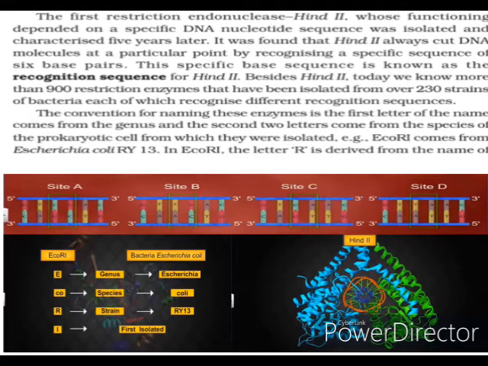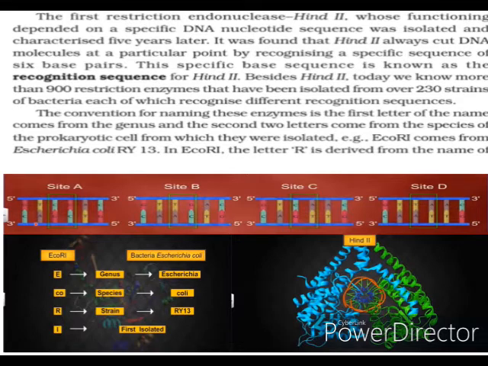From then, various restriction enzymes were isolated, and the first restriction endonuclease used in recombinant DNA technology is HindII, whose functioning depended on a specific DNA nucleotide sequence, isolated and characterized 5 years later. HindII acted on double-stranded DNA where there is a specific sequence. See, this is a double-stranded DNA, and in these sites, from 5' to 3' direction, the sequence is GTAC, GTAC, GTAC, GTAC, and in all these sites the sequence is the same.